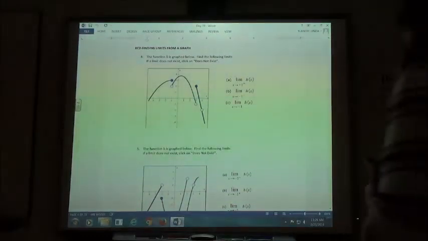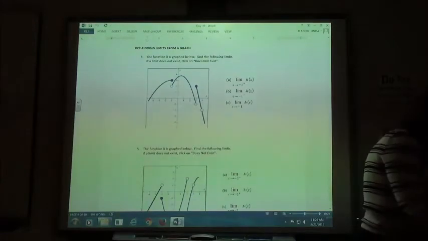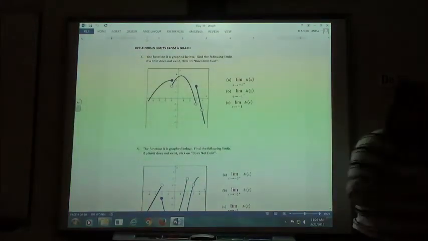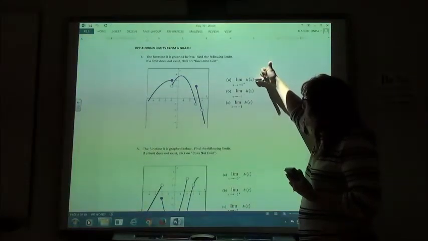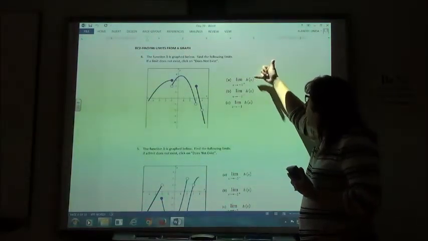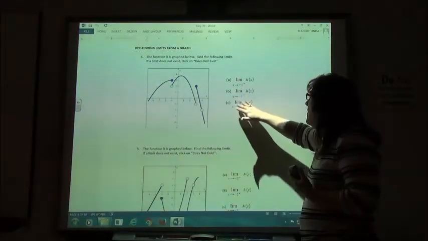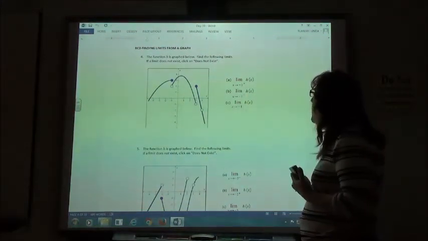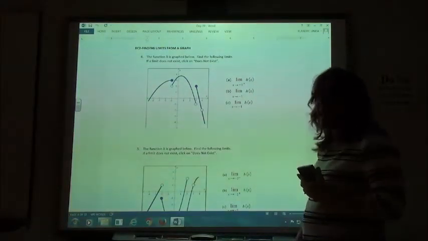4, 5, and 6, we're finding the limits from a graph. Basically, we're going to look at the limit from each side as we approach the value we're looking for. If the limit as we approach from the positive side is the same as the limit as we approach from the negative side, then the limit is whatever that number is. If my values are two different numbers, then my limit does not exist.